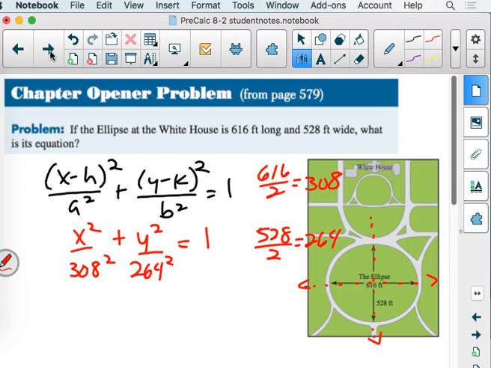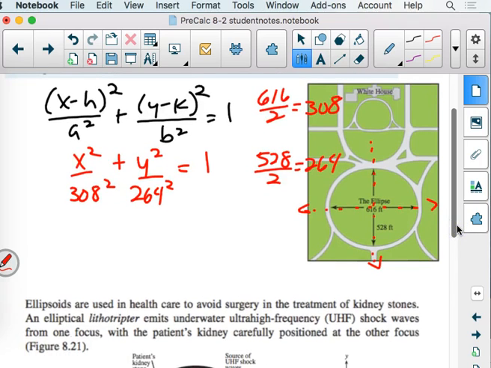Now, would anybody ever leave it that way? Probably not this one, because these numbers are things that will fit on our screen without scientific notation. But if it would cause the calculator to use scientific notation, then typically they just get left like this. But these numbers are not that large, so we would go ahead and find 308 squared and 264 squared. And yes, it looks like a monster when we're done.